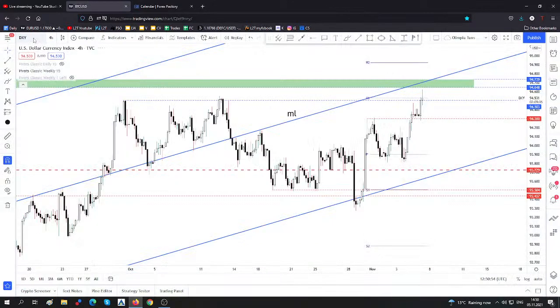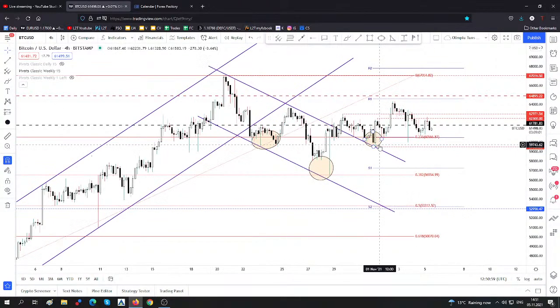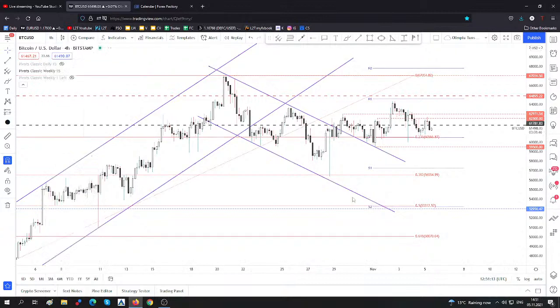Bitcoin. So Bitcoin has retreated, it continues to move somehow sideways here in the short term. The bias is still bullish as long as it stays above the 23.6, above the weekly pivot point. Let's take a look on 1 hour.